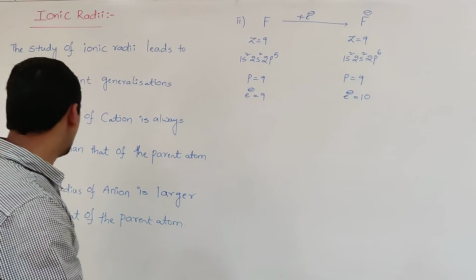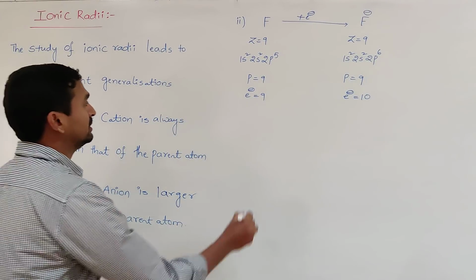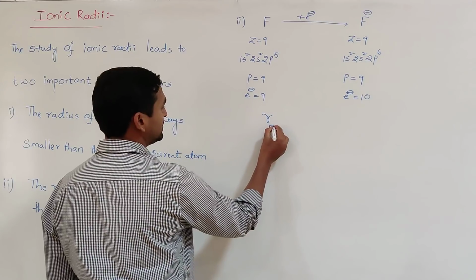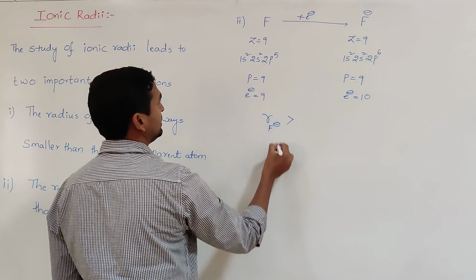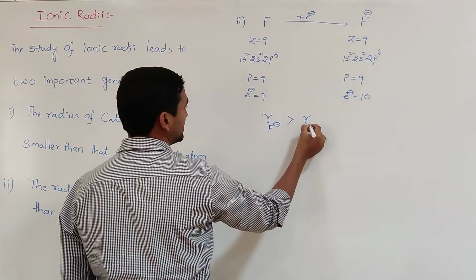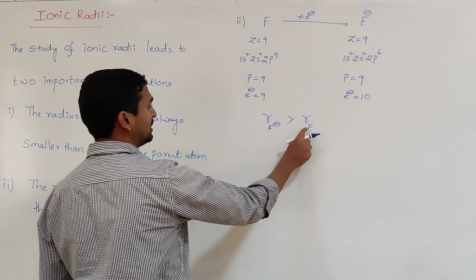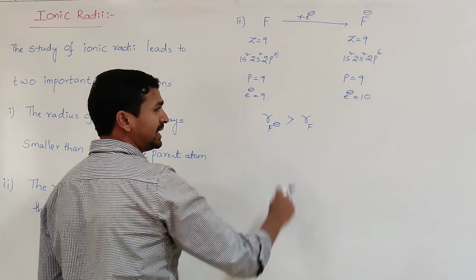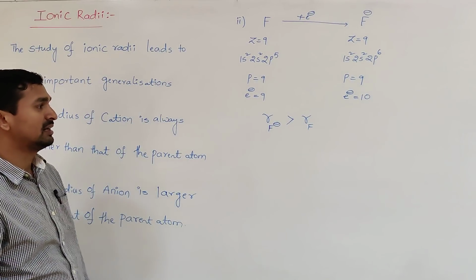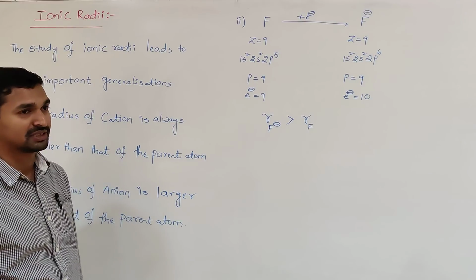So now what is the statement? The radius of the anion, that is F minus, is always greater than its parent atom radius, that is F. The radius of the anion is greater than that of its parent atom radius. F minus is greater than F. So what is the reason for this?